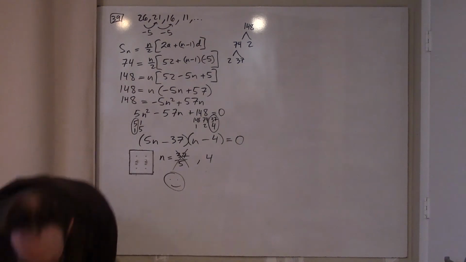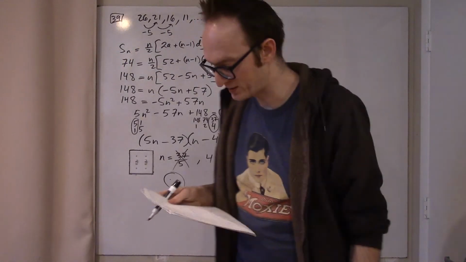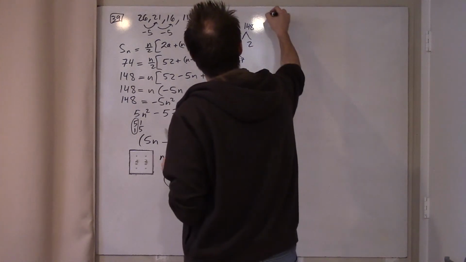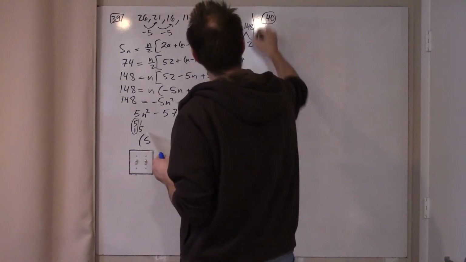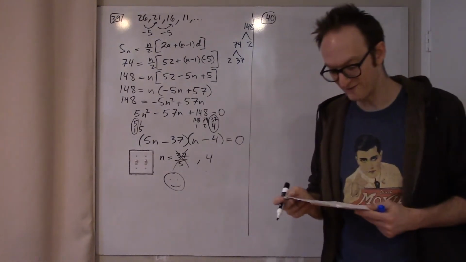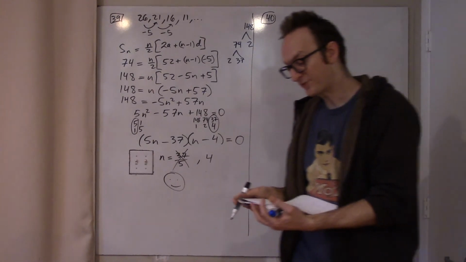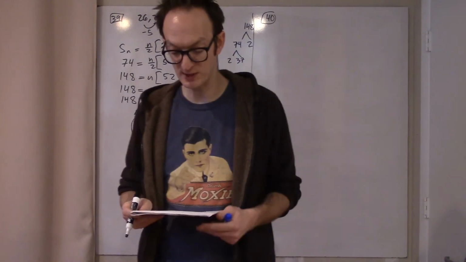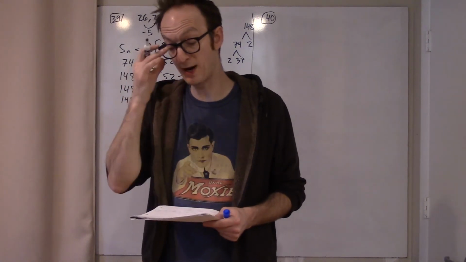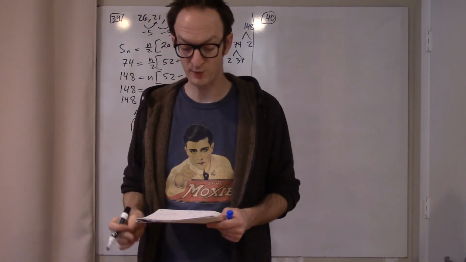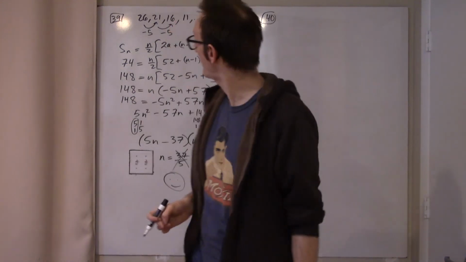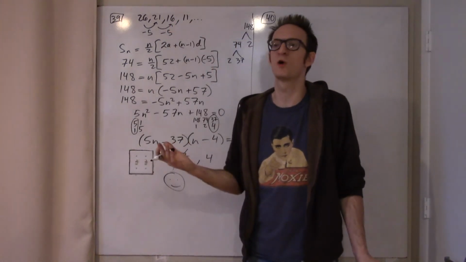Let's do page 12, which is kind of hard, maybe. Number 40, this is, I don't want to say challenge, but it's not totally obvious what to do. The sum of 3 numbers in an arithmetic sequence is 27. The sum of their squares is 293. Find the 3 numbers.